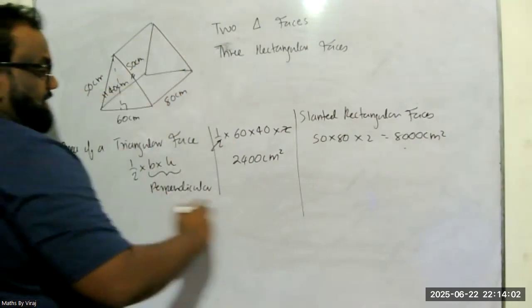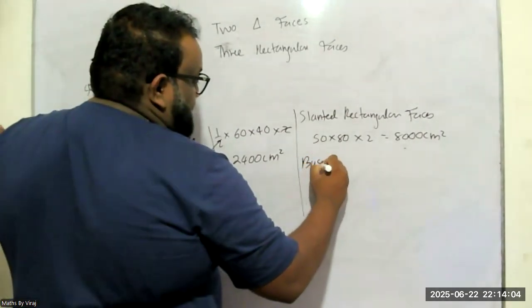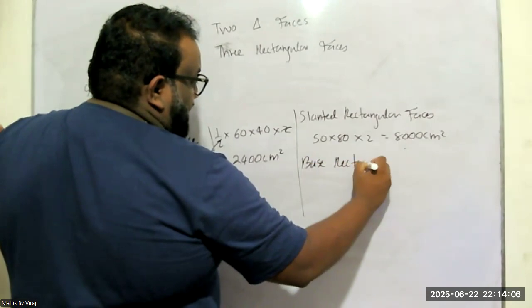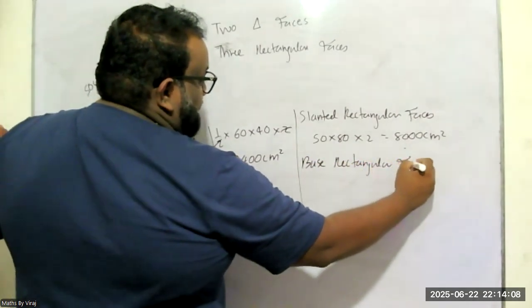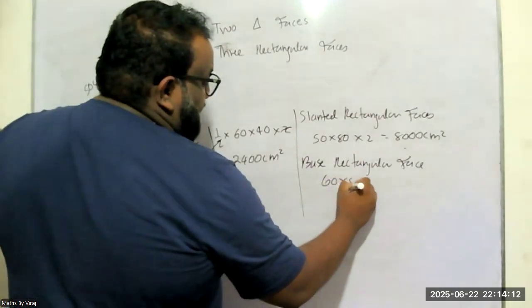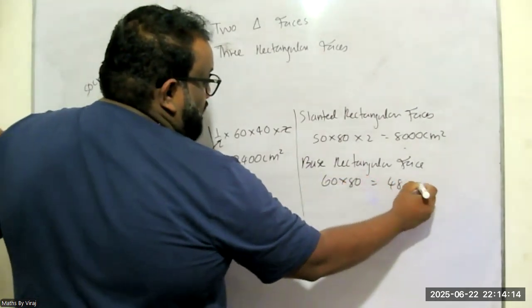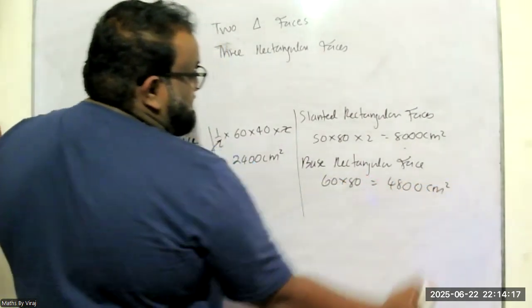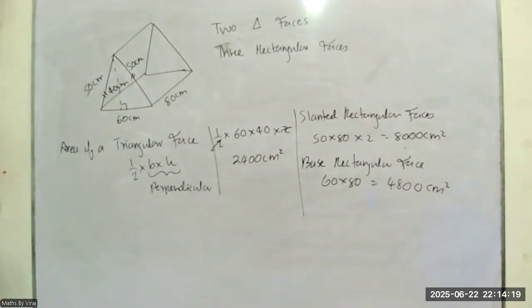And the bottom one, the base rectangular face. What is the base rectangular face now? 60 by 80. 4800 square centimeters. Yes or no? Yes.